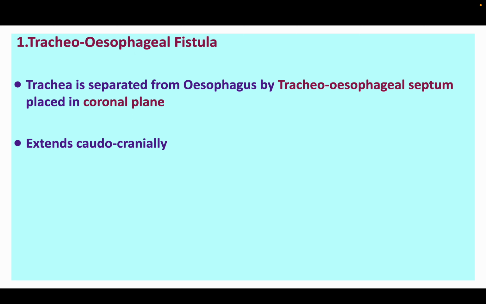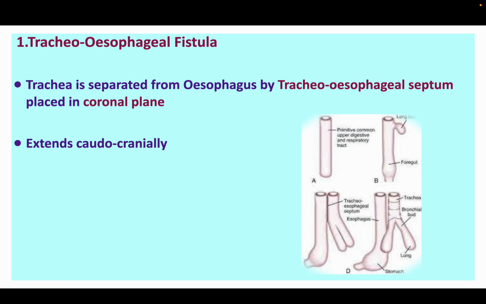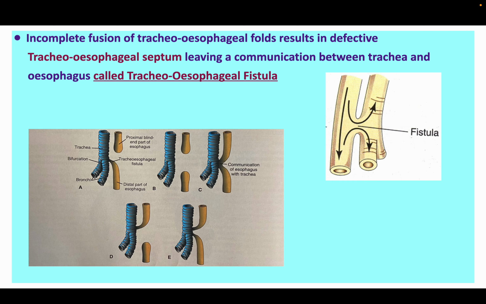Now, the trachea is separated from the esophagus by the tracheoesophageal septum placed in the coronal plane. And what is important regarding this plane is that it is extending caudocranially. So from below upwards, it is going upward and dividing the foregut into two portions. Now, incomplete fusion of the tracheoesophageal folds results in a defective tracheoesophageal septum, leaving a communication between the trachea and esophagus called a tracheoesophageal fistula. So this is the reason.